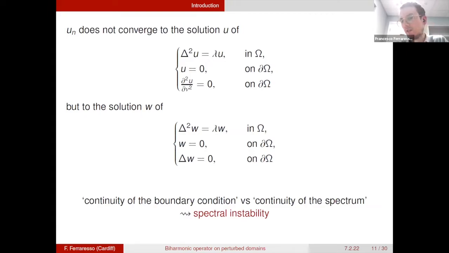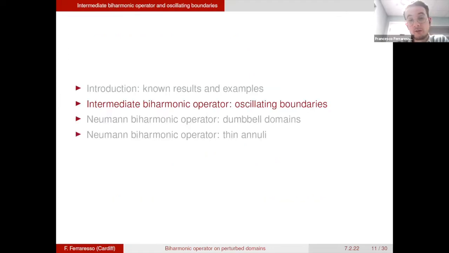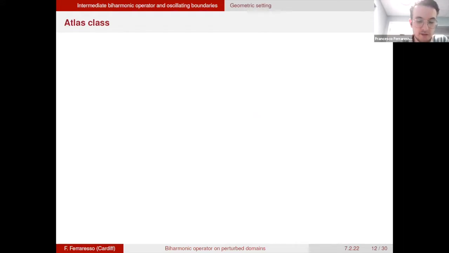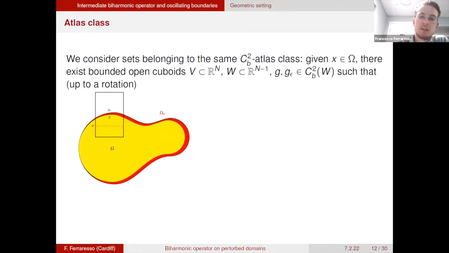And I would like to now consider a more general Babushka paradox, okay? And this is based on some work that I've been doing with Pierdomenico Lamberti in the last, let's say, 4 years, basically. So we now go and consider the intermediate biharmonic operator on domains that have oscillating boundaries. So the setting here is a bit more general than the Babushka paradox that we have seen before. So I'm assuming that the family omega epsilon and the limiting domain omega belong to the same C2 Atlas class.